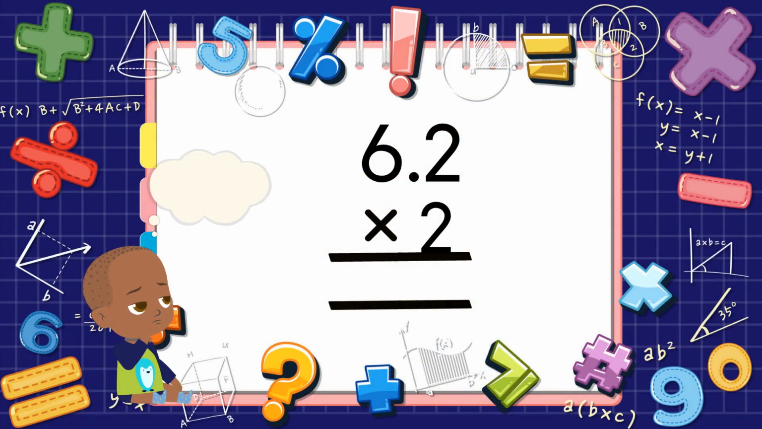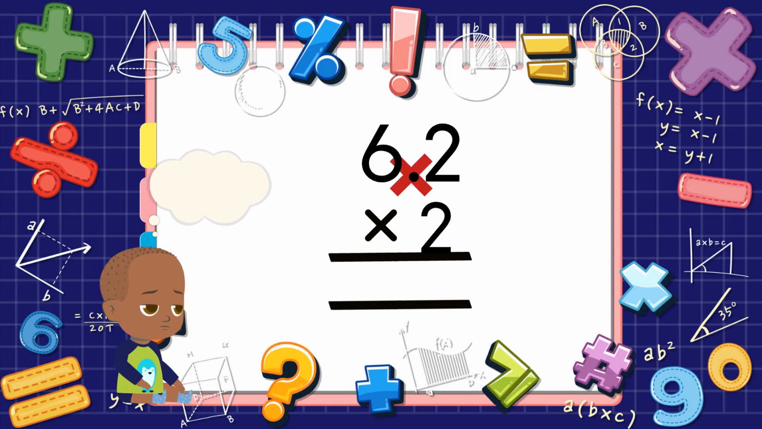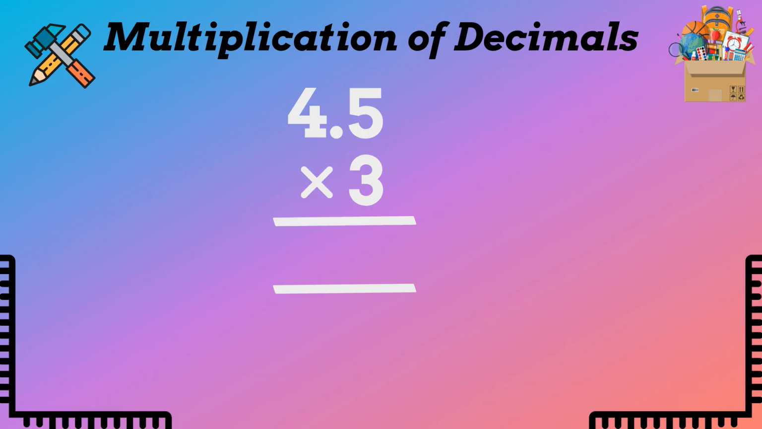Today, our topic is multiplication of decimals. When multiplying decimals, first, ignore the decimal point. When you are finished calculating, count how many decimal digits are inside of the equation and ensure your answer has that amount of decimal digits. Let's look at our first example.